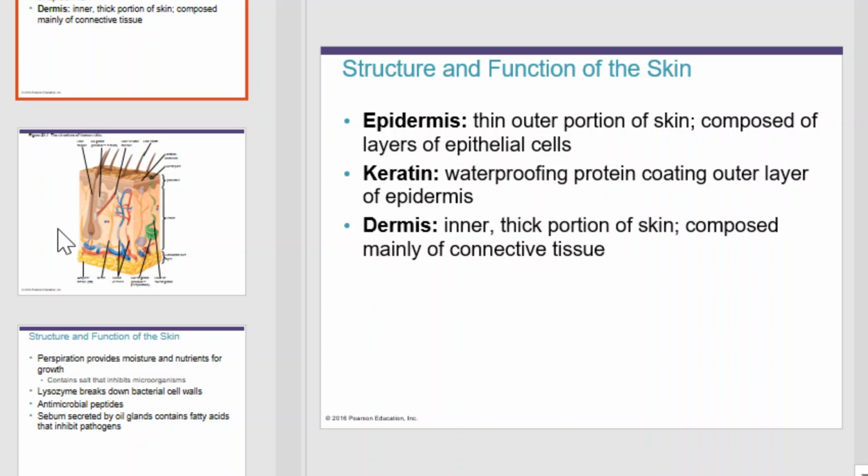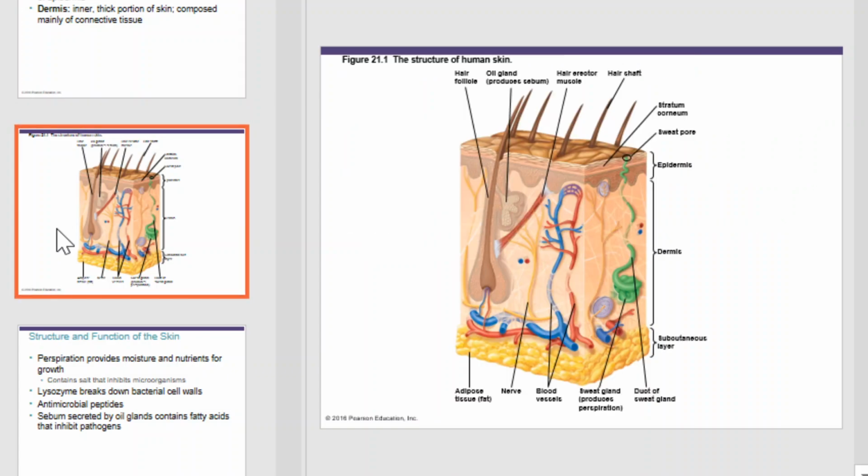For now, I'll divide skin up into three basic components: the epidermis, the keratin, and the dermis. The epidermis is a thin outer portion of skin composed of layers of epithelial cells. Keratin is the waterproofing protein coating the outer layer of the epidermis. And finally, the dermis. This is the inner thick portion of skin composed mainly of connective tissue. In this slide, you can see the basic anatomy of a piece of skin and its accessory organs.